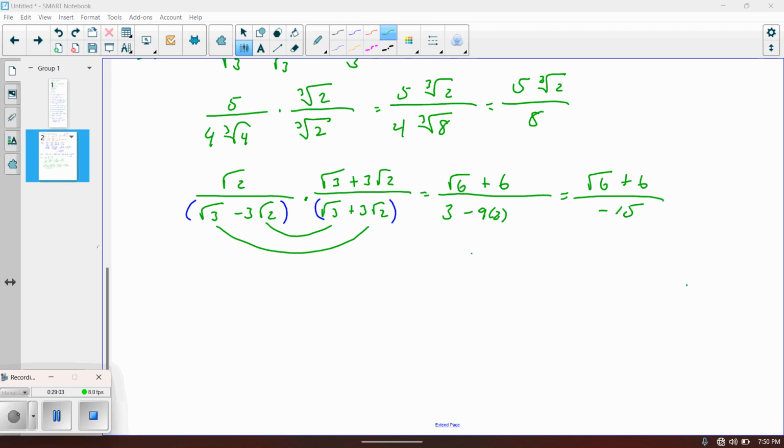All right, so now we're going to talk about rational exponents as far as how to simplify numerically, and then we'll use some variables as well.